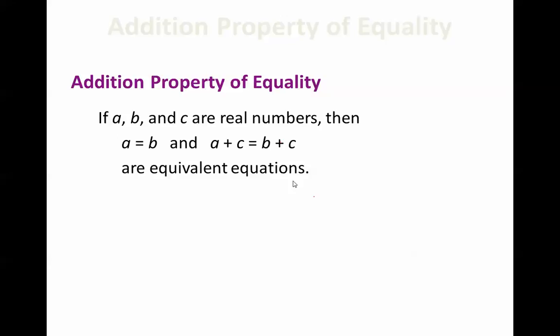Okay, the addition property of equality. If A, B, and C are real numbers, then A equals B and A plus C equals B plus C are equivalent equations. So if you have an equation, it's okay to add a number to one side of the equation as long as you add the same number to the other side of the equation. So we're going to use this property to solve some equations.